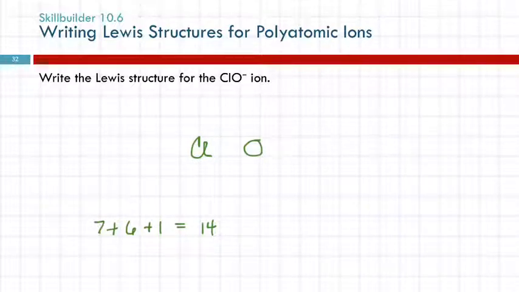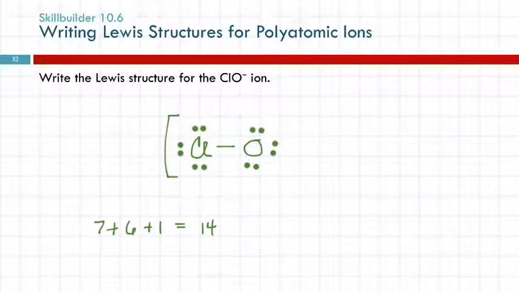So I start with a bond between the two. That's 2, 4. Oh, that's ugly. 4, 6, 8, 10, 12, 14. Oh, we had enough this time. We didn't have to make a double bond. Is everybody happy? Yep.